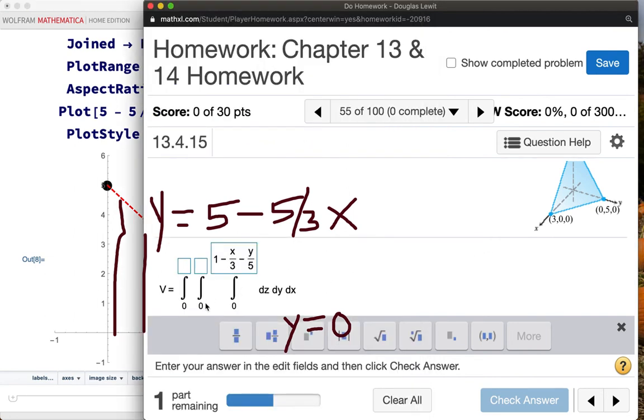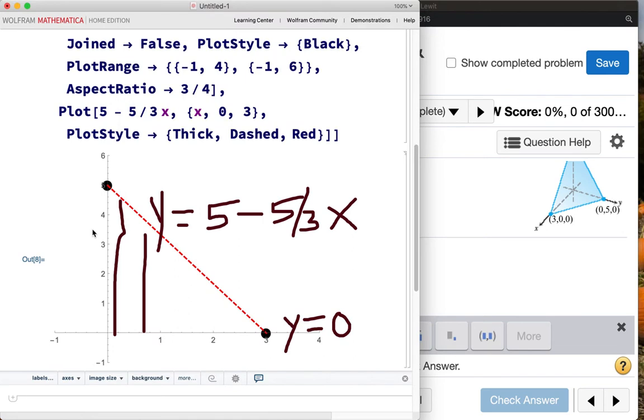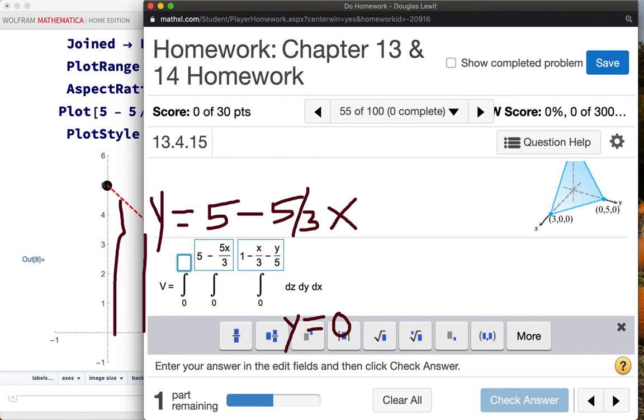So here, the lower limit is 0, and the upper limit is simply going to be 5 minus 5/3 x. Or if you want to, you could put the x on top, 5x divided by 3. It doesn't really matter. It's actually the same thing. And then just by looking at the picture, you can see that the upper limit of x is going to have to be 3. And that should be the correct answer.